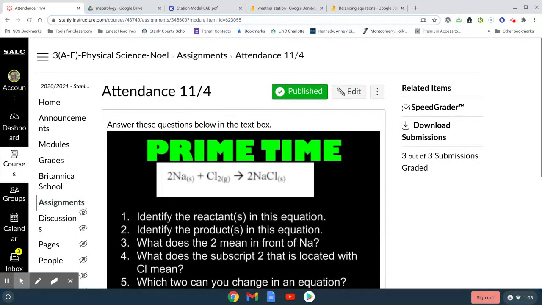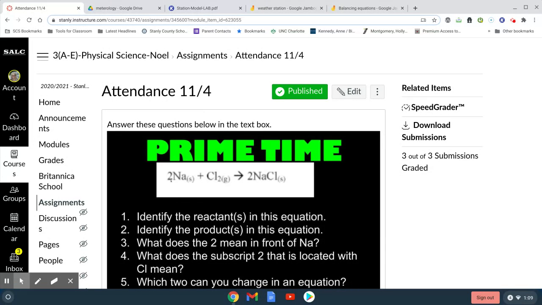This is in a chemical equation listed here. You have 2 sodiums plus chlorine gas gives you sodium chloride. The reactants will be on the left-hand side, so sodium and chlorine. Your products will be sodium chloride, the NaCl. Products are always on the right-hand side.